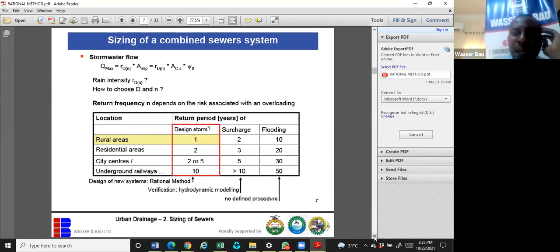Then how do we choose our rainfall intensity? We say it's a function of N and D, the duration and the frequency. And here is what will guide us in choosing the return period. If you are designing for a rural area, you choose one year. If you're designing against flooding, you choose 10 years. For a residential area, you choose 2 years. But if you're designing against flooding, you choose 20 years. For city center, you choose between 2 and 5. But if it is designed against flooding, you choose 30, and so on and so forth.